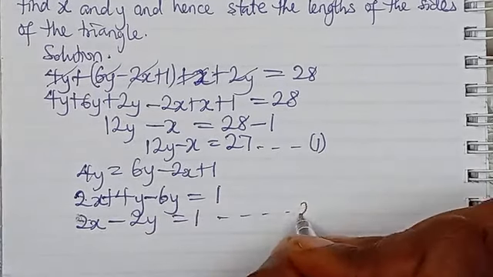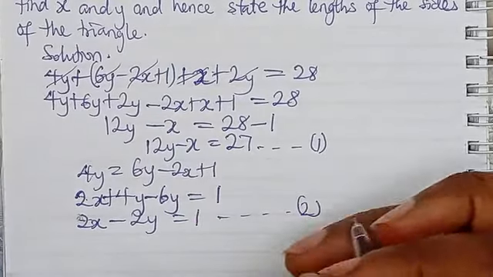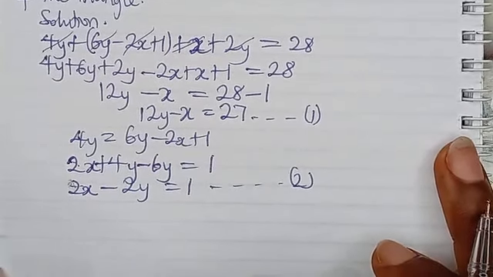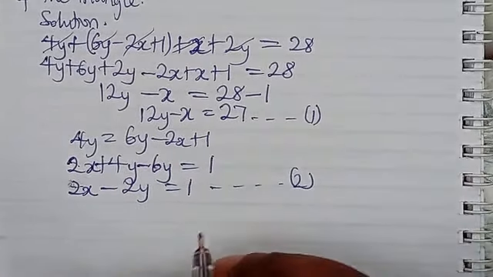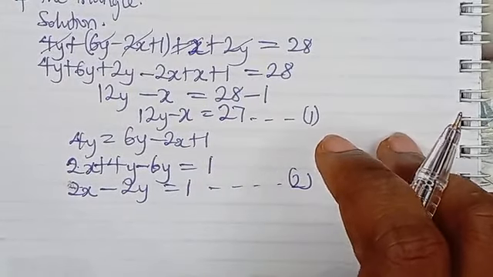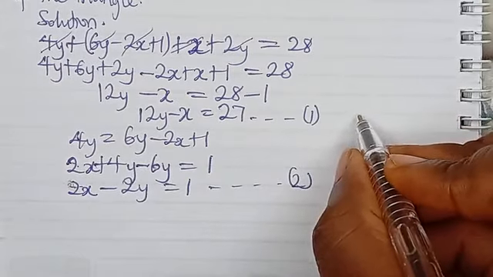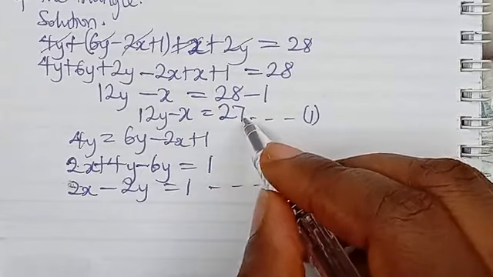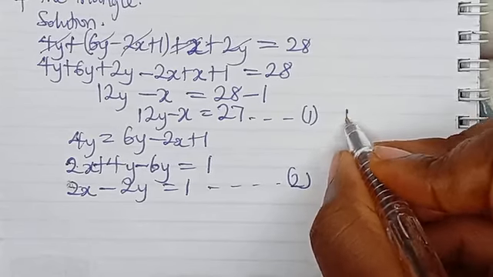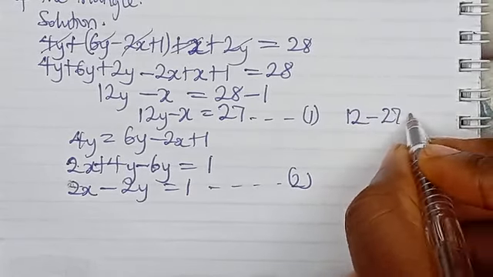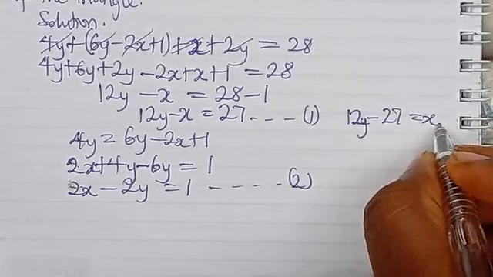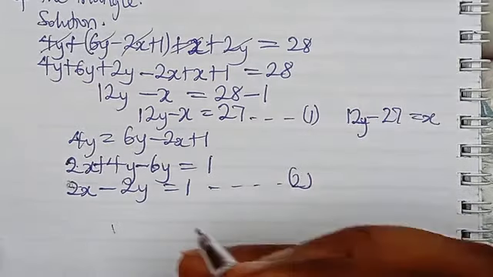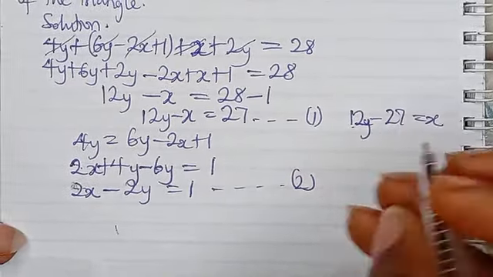This forms equation 2. Now from equation 1, we can form a substitution relationship. So from equation 1, we can have that x, that is, we send x across here so as to avoid negatives. We have that 12y minus 27 is equal to x. Therefore, we can substitute this into equation 2. Doing that, wherever we have x, we have 12y minus 27.